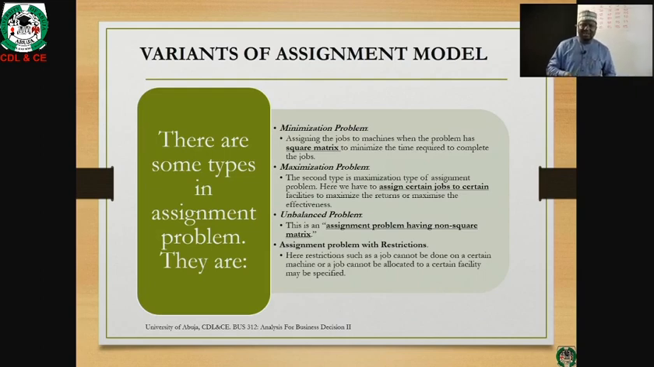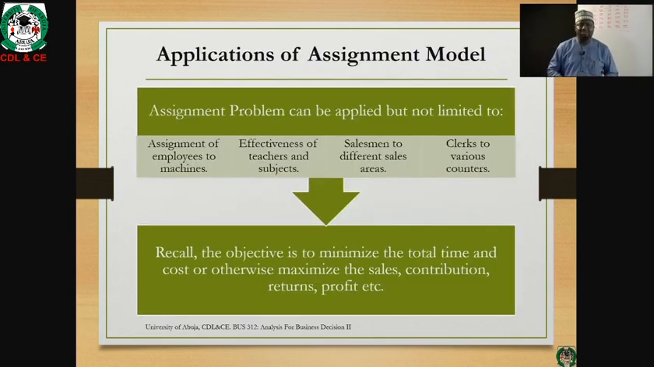There are various variants of the assignment model. We have the minimization problem, the maximization problem, the unbalanced assignment problem, and the assignment problem with restriction. But for the sake of our study, we'll focus on maximization and minimization. The following are applications of the assignment model: assigning employees to various machines, teachers to subjects, salesmen to different sales areas. How do we assign various tellers in banks to various counters? In what way can we assign them, either to maximize earnings or to minimize cost?